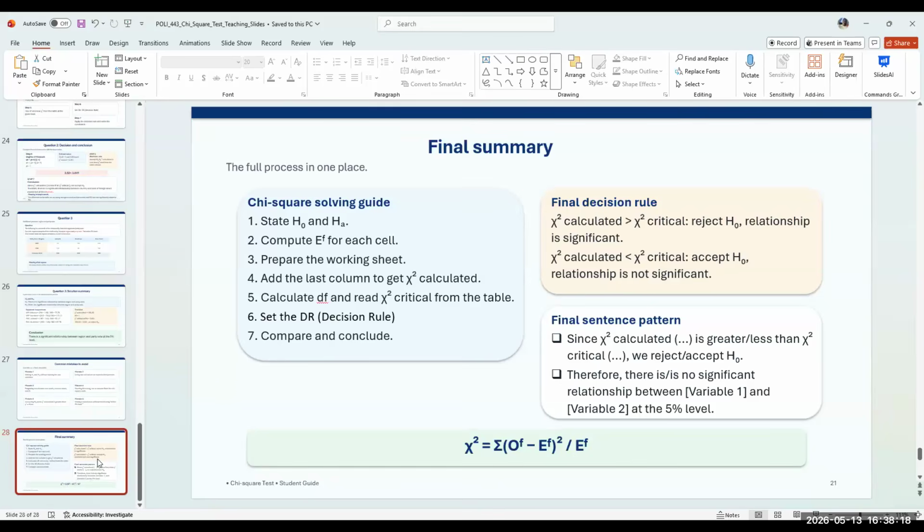And then the degree of freedom, no formula, it is row minus 1 times column minus 1. Then set a decision rule, you're just stating it, and then you compare and then conclude. Step 7, these are the final things you're supposed to do. And this is what we have for chi-square. Thank you very much for staying for the chi-square. I'm about to move to area and crosstab, the writing analysis for a crosstab. Then we look at that.